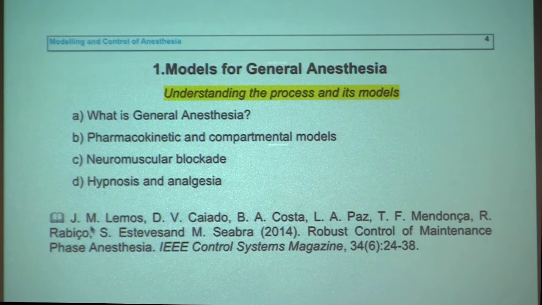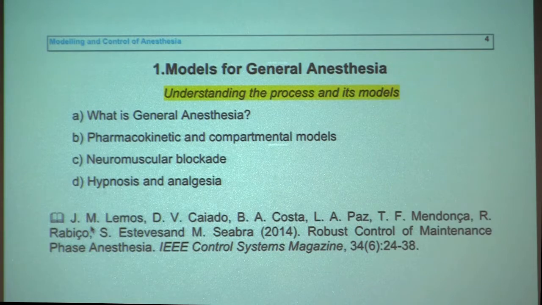Okay? And we are going to address two important parts of anesthesia, which are neuromuscular blockade, where you become paralyzed, and hypnosis. You lose your memory, you lose your self-consciousness. And also you lose your pain. Why have I not individuated pain here? Because you can't control it. You don't have commercial sensors yet. There are experimental sensors. We'll speak a little bit about that later.